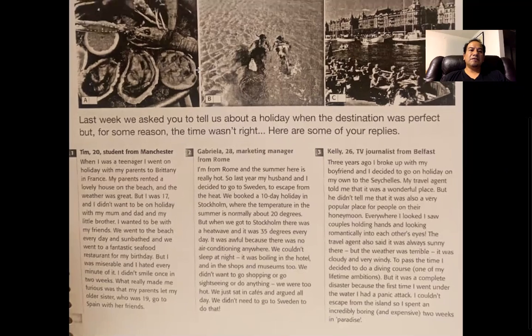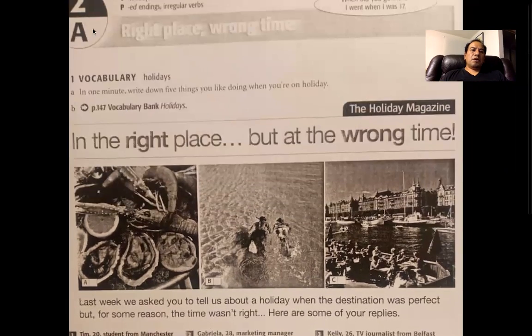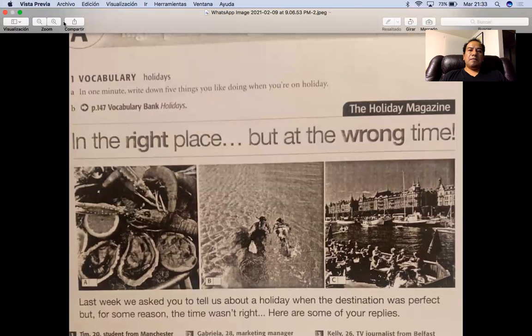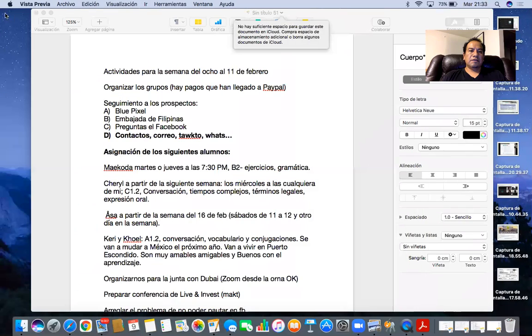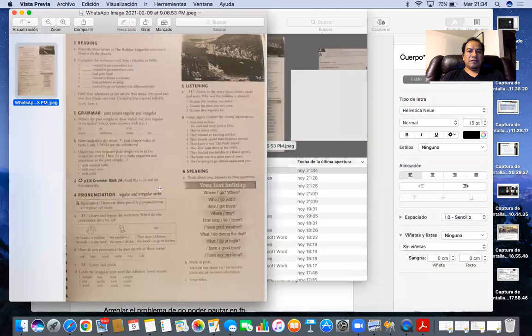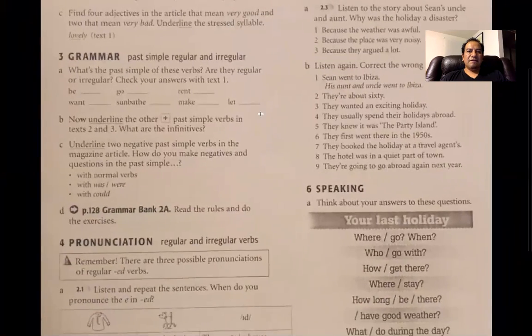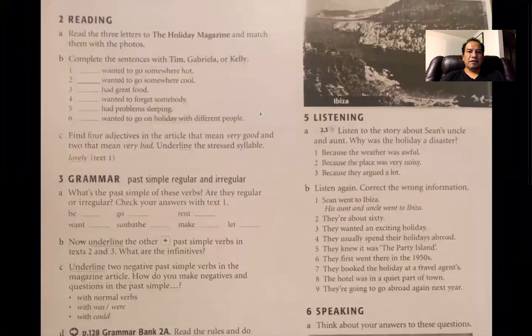I sent those images to your WhatsApp, and I put them on the drive as well. So that's basically easy for you. You can go on to the next image and then start doing the activities that are suggested right there. These are communicative activities. It's pretty good.